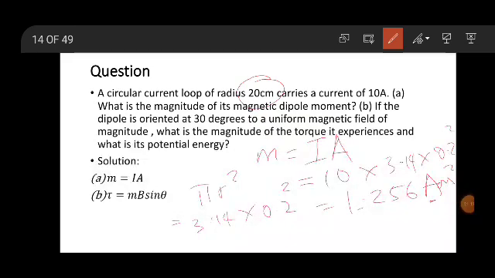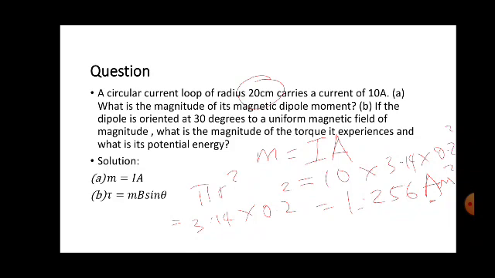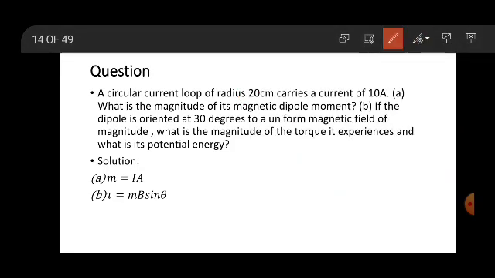Now, the next thing to look at is the next question. It says if the dipole is oriented at 30 degrees to the uniform magnetic field, we are asked to find the magnitude of the torque. So let's see. What is the torque in this case? The torque, like we have here, is mB sine theta. That means magnetic moment times B, which is magnetic field, sine theta.